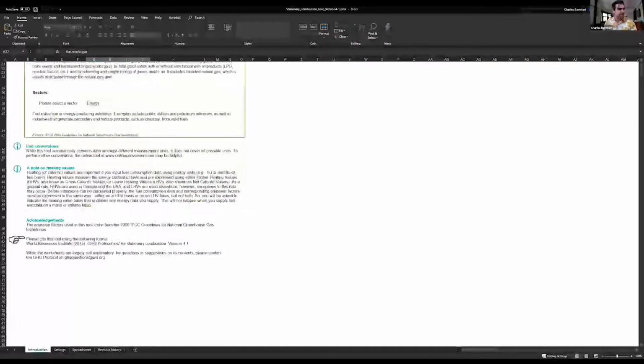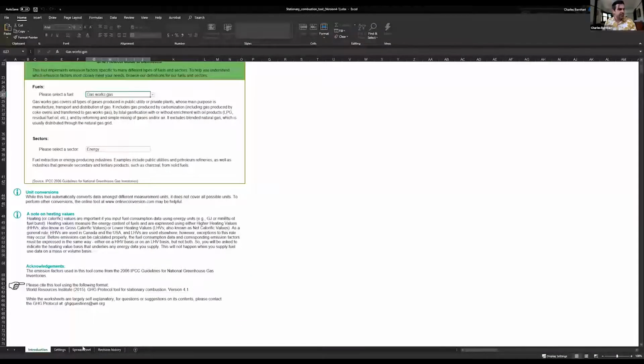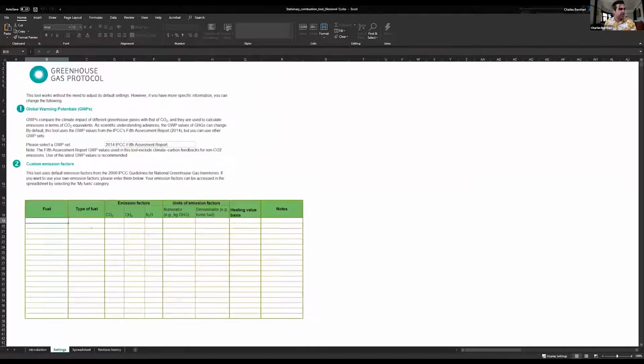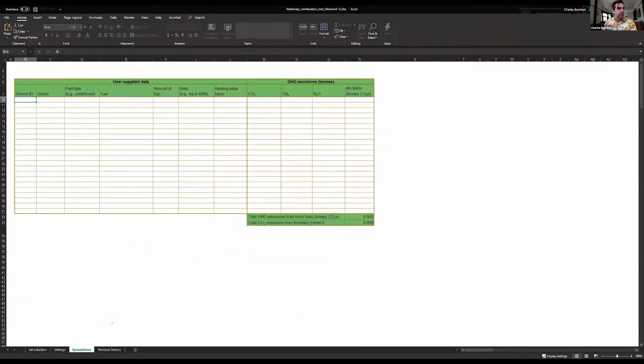And so, again, this is kind of cumbersome, but the way it works is you go to the spreadsheet. I don't know what all this stuff is. You can geek it with your own values if you want to update it to the sixth assessment report when it comes out. I don't know. But here's the spreadsheet.